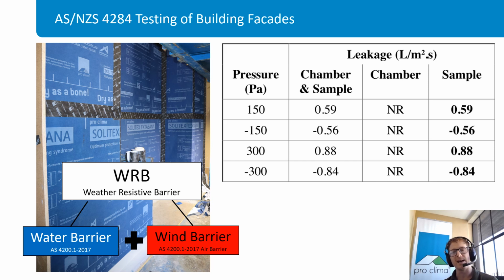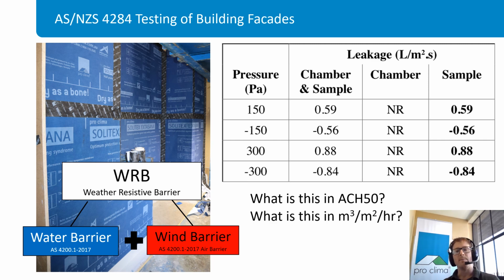But how does that actually relate to ACH 50? We've got a much higher pressure here, 150 pascals or 300 pascals, which delivers 0.88 or 0.84 litres per metre squared per second. But we can't determine the ACH 50 from these test results because we don't know what the volume of the building is, because it's just a facade test. We can actually determine the metres cubed per metre squared per hour, the air permeability of that building facade; we just need to do a conversion from the litres per metre squared per second.